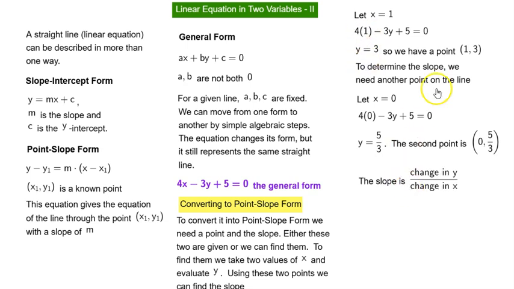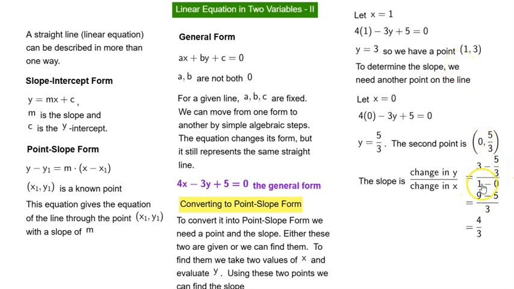Because we found these 2 points to figure out the slope. So slope is change in y by change in x. So change in y is what? Take the y's and do the subtraction. It doesn't matter whether you do 3 minus 5 by 3 or 5 by 3 minus 3. So 3 minus 5 by 3 divided by 1 minus 0. Of course, if you do 3 minus 5 by 3, you should do 1 minus 0. If you do 5 by 3 minus 3, you have to do 0 minus 1.